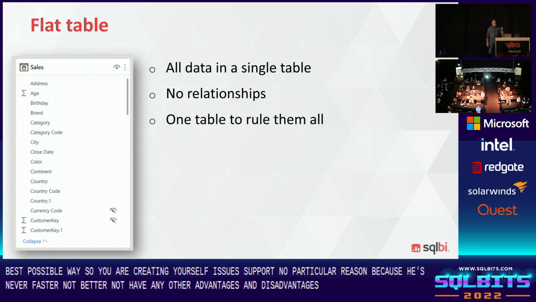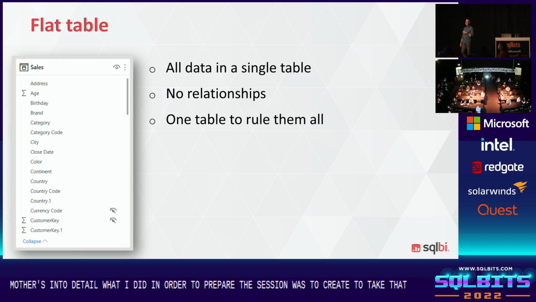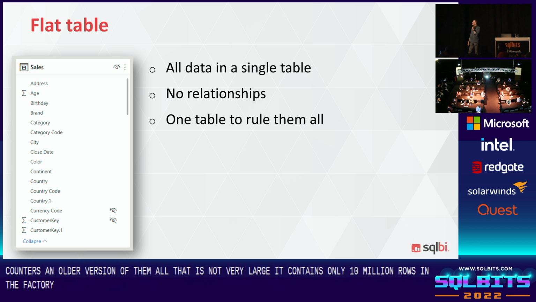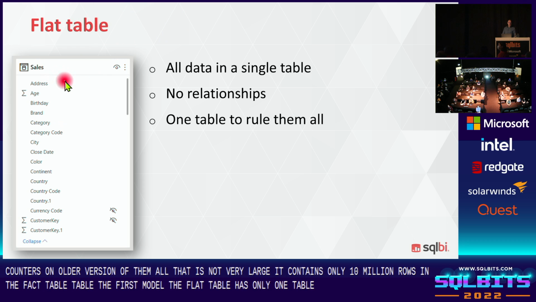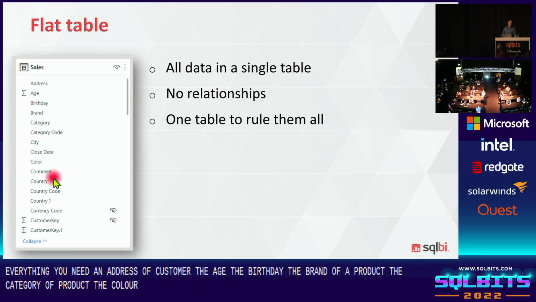Let's look at the models in detail. What I did in order to prepare the session was to take the Contoso model, a version of the Contoso model that is not very large. It contains only 10 million rows in the fact table. And I denormalized everything into a single flat table. The first model, the flat table, has only one table, Sales, that contains everything. You see, it has the address of the customer, the age, the birthday, the brand of a product, the category of a product, the color, the continent of the customer, and then the customer key and other columns.